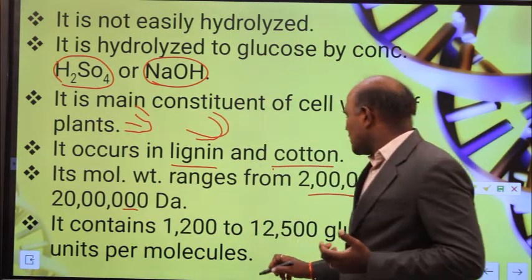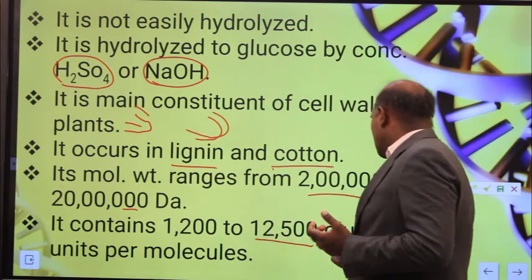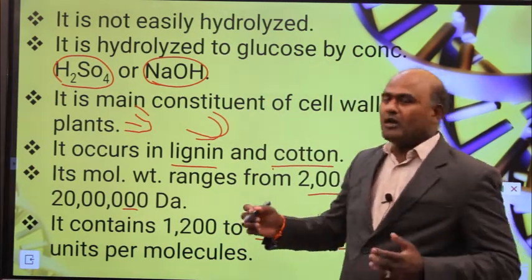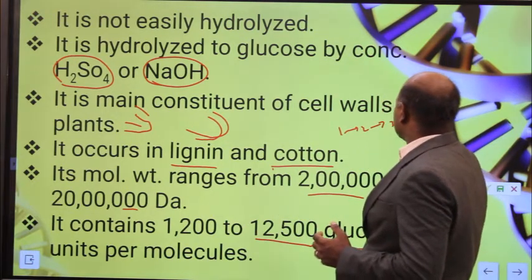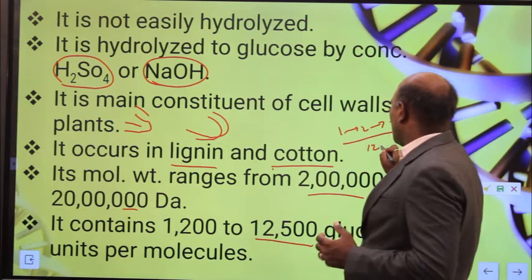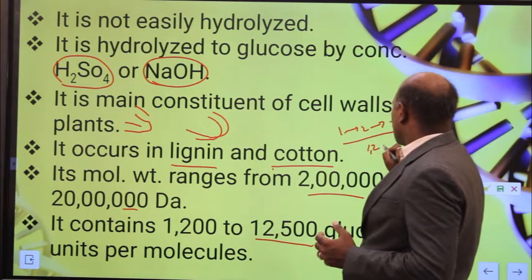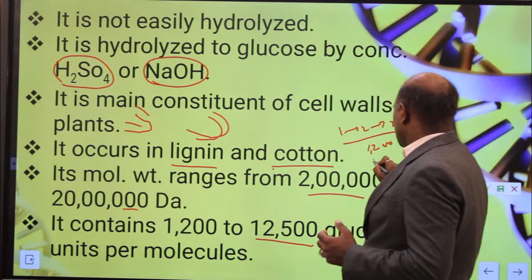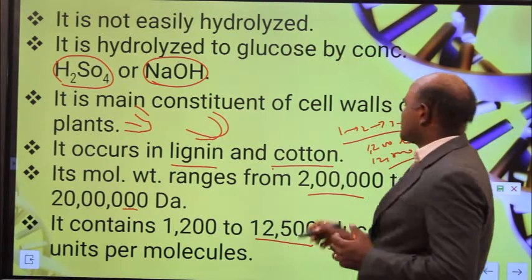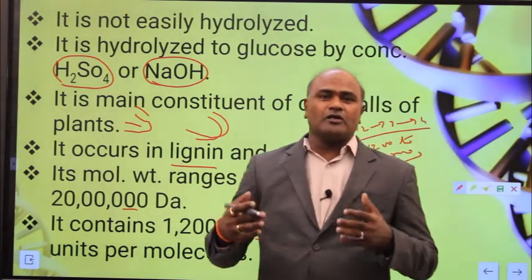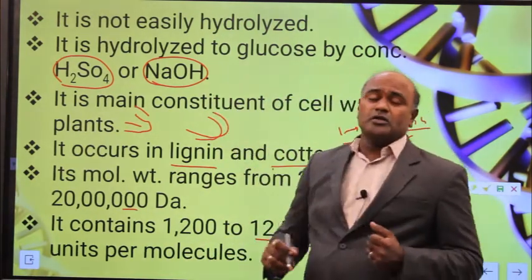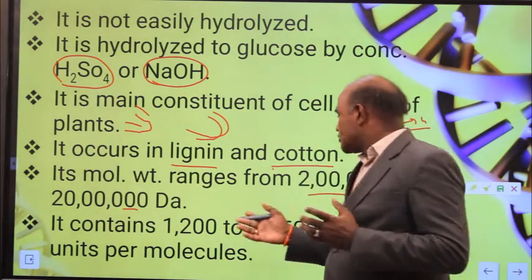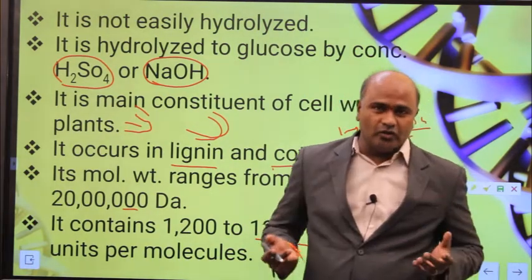It contains 1200 to 12,500 glucose units. Very big one. One glucose unit links to another and another. So one molecule of cellulose contains 1200 to 12,500 sugar units.